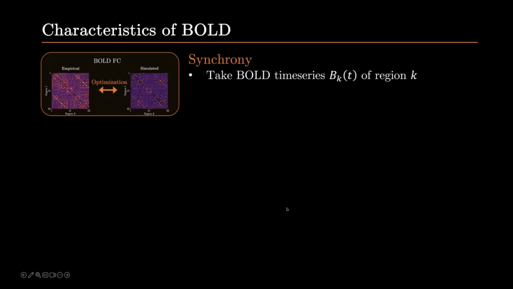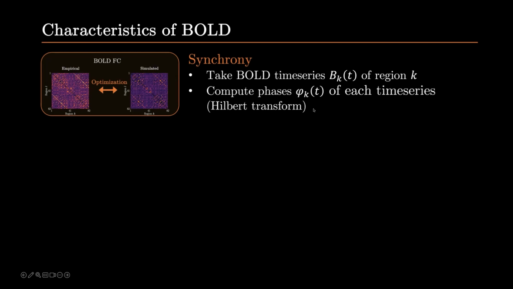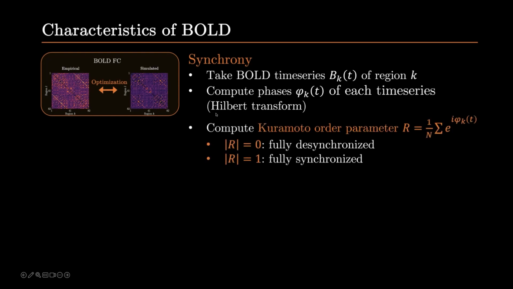For example, synchrony. We can also take into account synchrony. We can take the starting point, the bolt time series of brain region K. We can compute phases of each of these time series for each region using a Hilbert transform. And we can compute from these phases the so-called Kuramoto order parameter. This is the equation of it. What is important is that this is a complex valued number, but we can compute the modulus of it. And if this modulus is 0, the system is fully desynchronized, fully disordered. And if the modulus of the Kuramoto order parameter is 1, the system is fully synchronized.